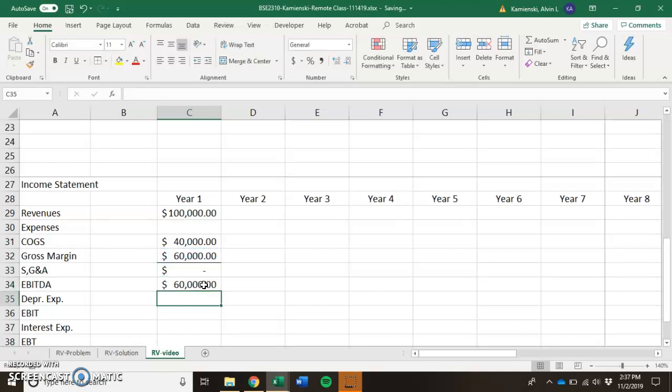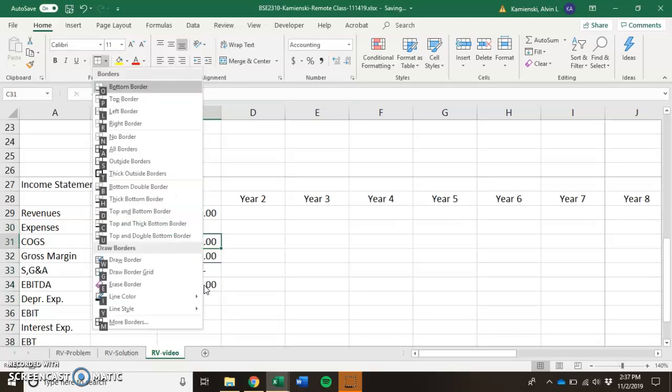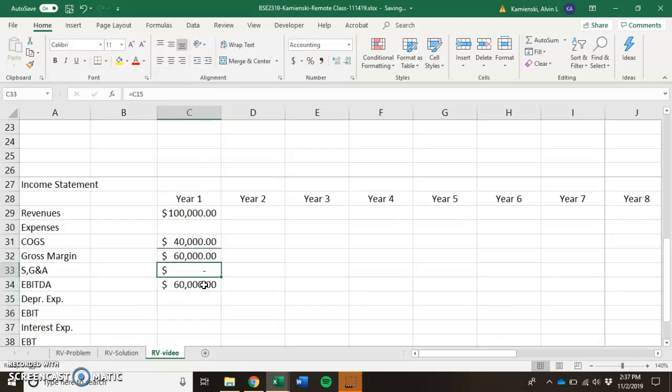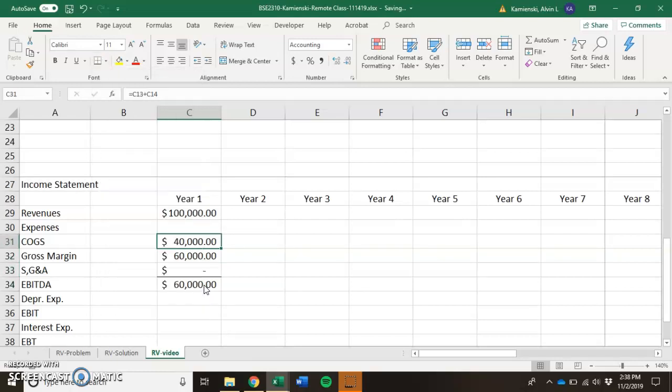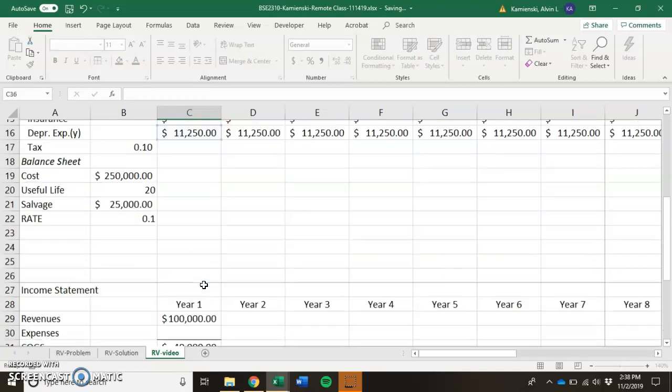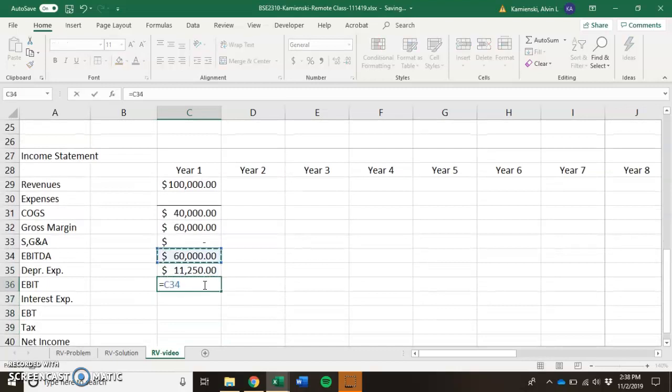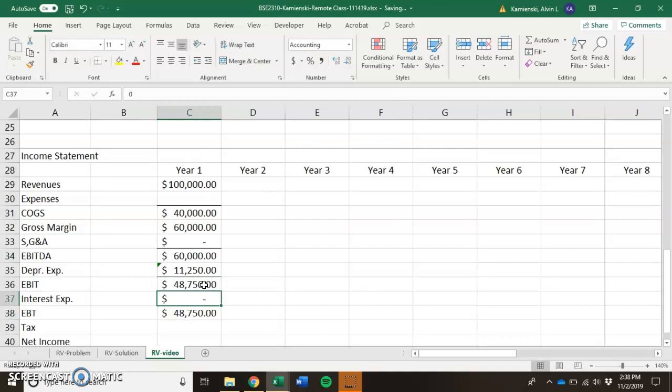minus SG&A. Put a line over here so that we can see the subtotal that existed over there. I actually have to move this line because we want it to be here. Okay, depreciation expense, pull in from above, EBITDA minus depreciation, give us a subtotal line. Interest expense is 0, therefore EBT is EBIT minus interest, add another line.